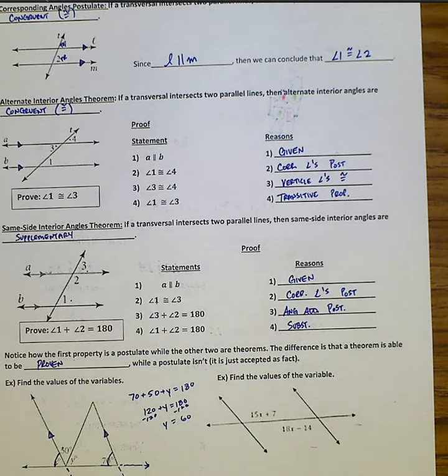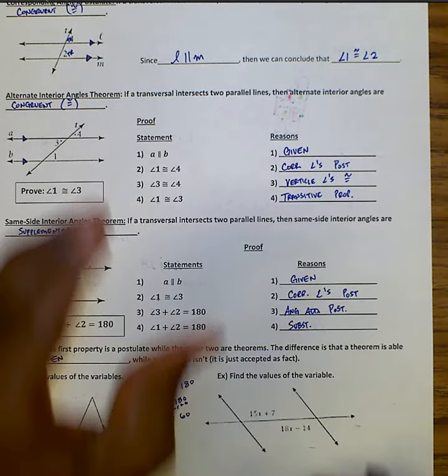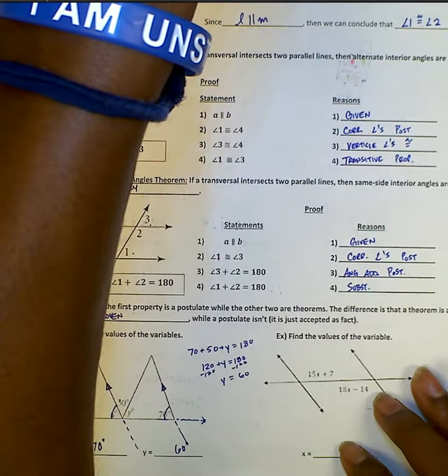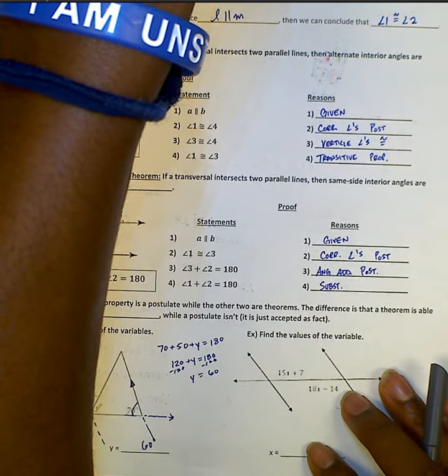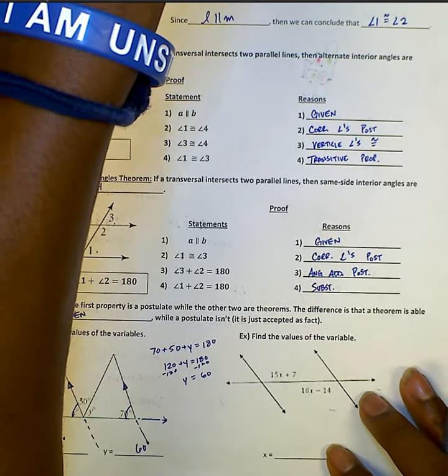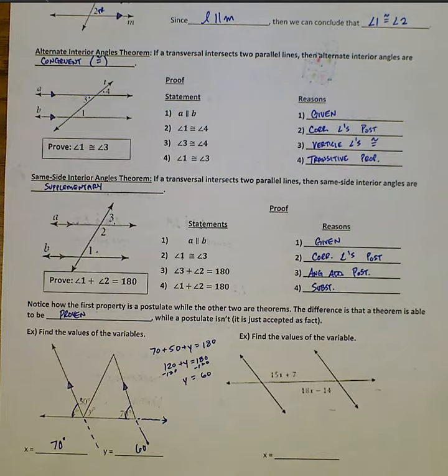Let's look at the second problem so I can make sure that we are careful with these problems. In the second problem, it says find the values of the variable. We have 15x plus 7 in one angle and 18x minus 14 in the other. Typically, people will jump straight into trying to do this problem because they're in a kind of a groove or something. Always check to make sure that we know the information before we get going.